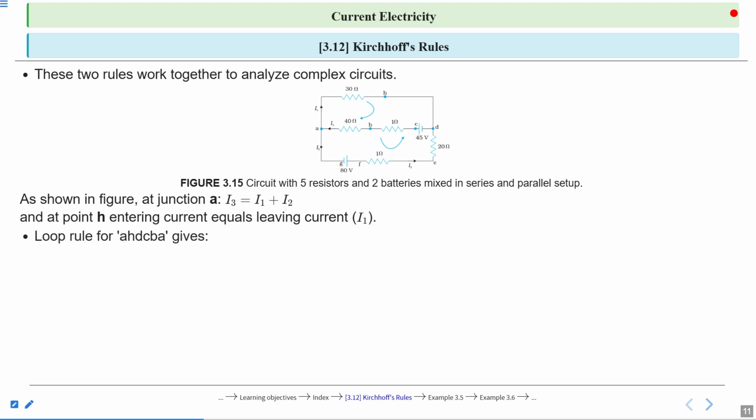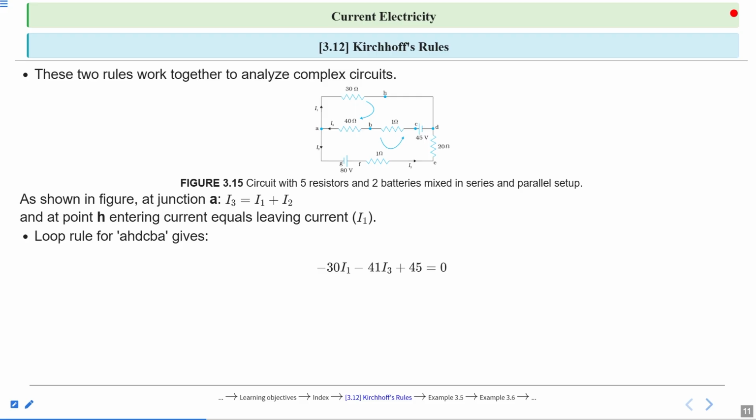Now, the loop rule for AHDCBA. You can see AHDCBA, that is the upper part of the circuit. So the loop rule for this circuit: minus 30 I1. What is minus 30 I1?